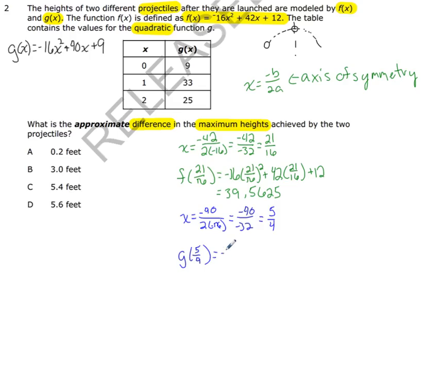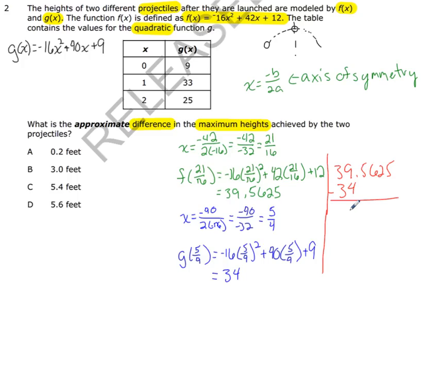All right, so it's going to be -16 times 5/4 squared plus 40 times 5/4 plus 9. All right, so when you do the computation here, you get 34. So to find the difference, I simply subtract 34 from 39.5625.